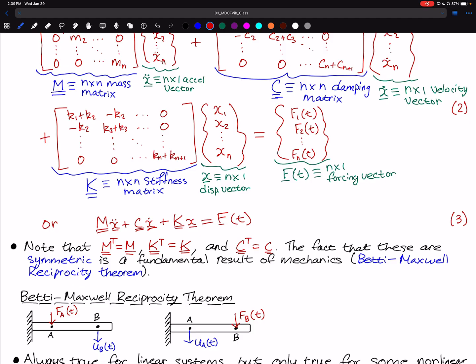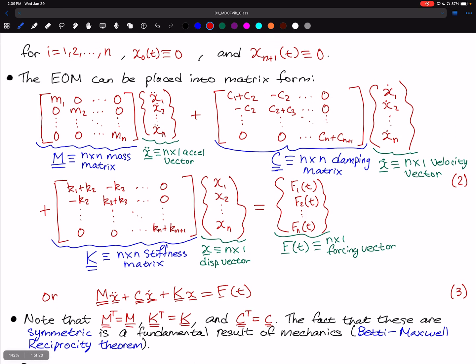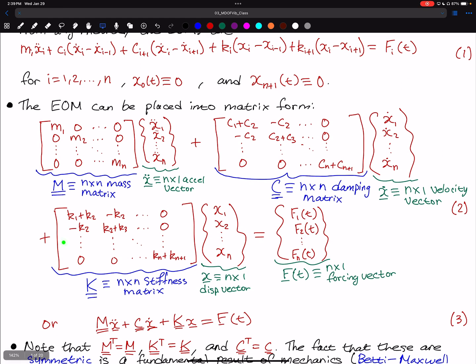Why is there a negative C2 in the matrix and negative K2? That is a great question. So the question is, why do we have a minus K2 here, minus K2 here as well? And why do we have a minus C and a minus C2 there, right?